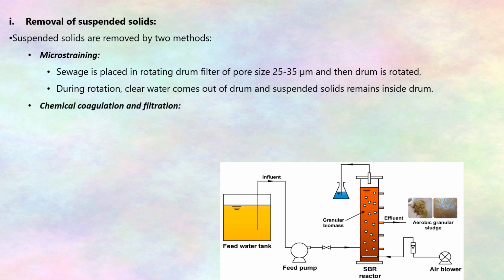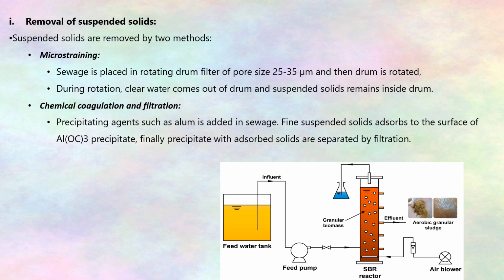The next method is called the chemical coagulation and filtration method. In this method, a precipitating agent such as alum is added to the sewage so that adsorption takes place on the surface of the precipitate. Then they are separated by the filtration method.